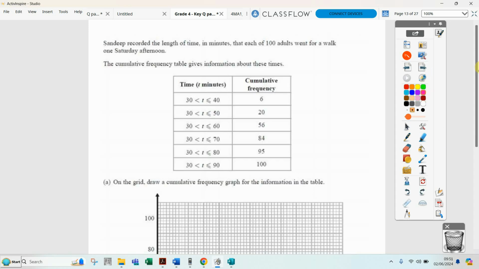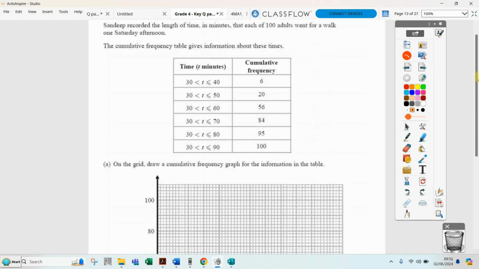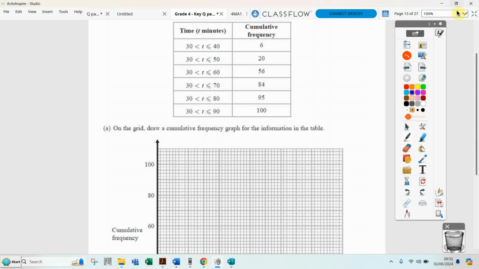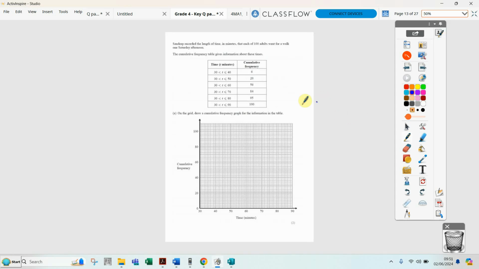Okay, next one, cumulative frequency. We had one of these earlier, except this one has already, the cumulative frequency table has been done for us. Okay, so you don't need to work out the table, you just need to draw the graph. Okay, so zoom out a little bit. Okay, so remember, plot at the end points. Okay, so 40 goes up to 6.